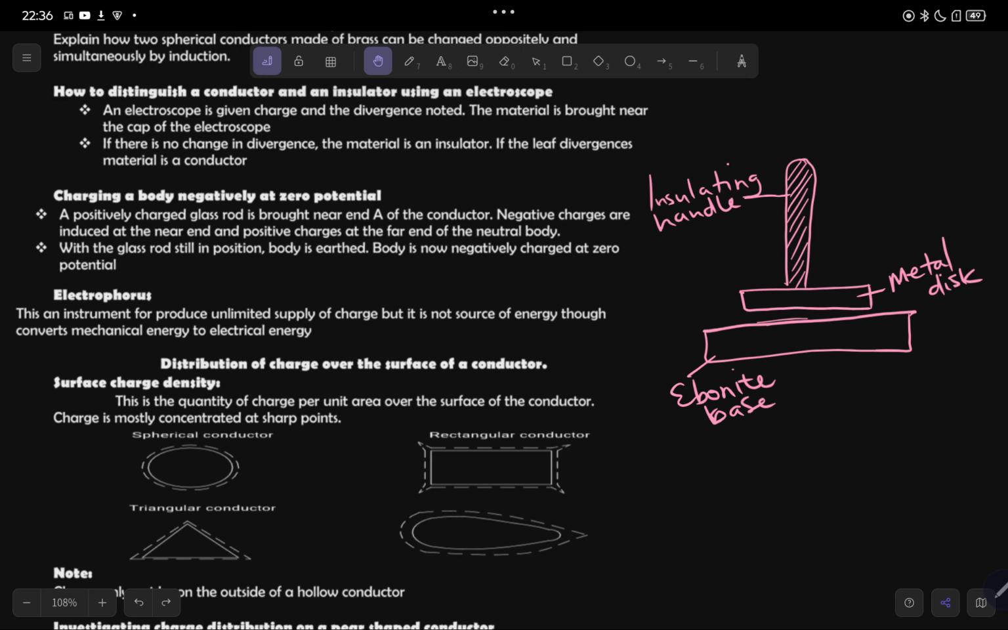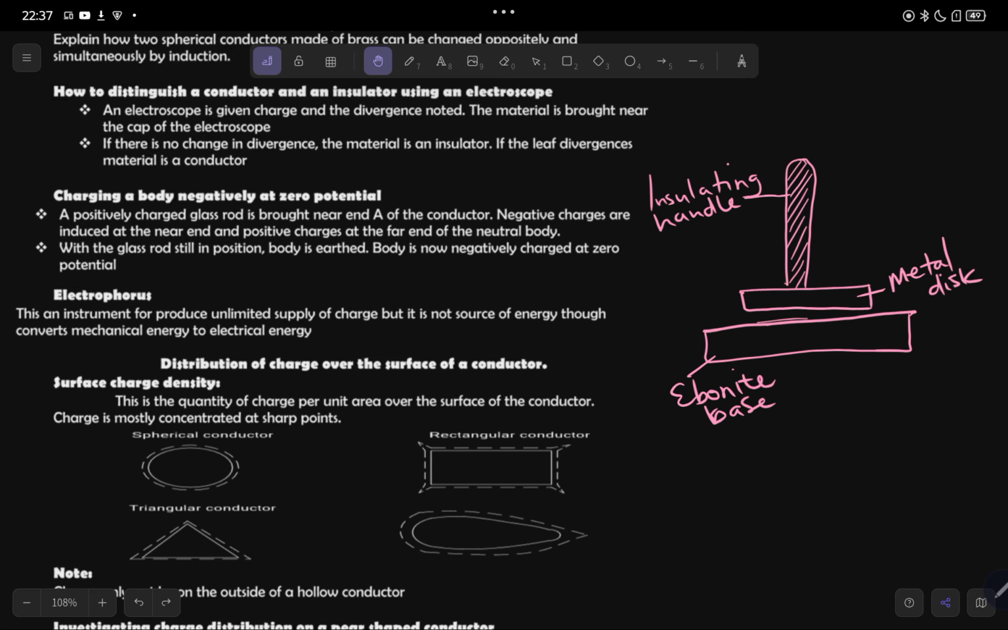Here we shall just give an electroscope a given charge, either positively or negatively, and then what we want to test is brought near the cap of a gold leaf electroscope. Near, not touching. Now, if there is no change in the divergence of the gold leaf, then the material we're dealing with is an insulator. But if the leaf diverges further, then the material is a conductor.